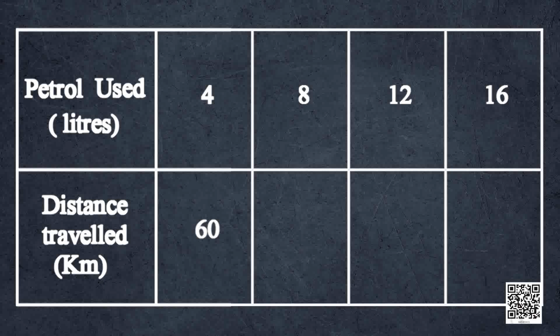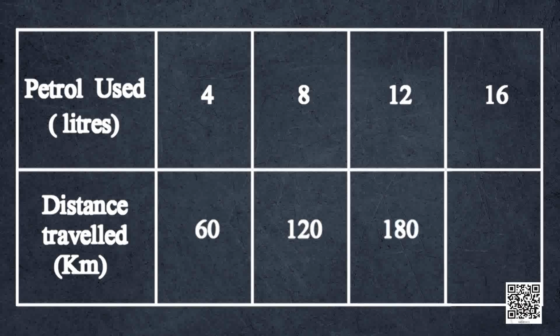So, the distance travelled would be 60 into 2, which is equal to 120. In the same way, we can find out the distance travelled by the car using 12 liters of petrol. 4 into 3 is equal to 12. So, we need to multiply 60 into 3, which is equal to 180.